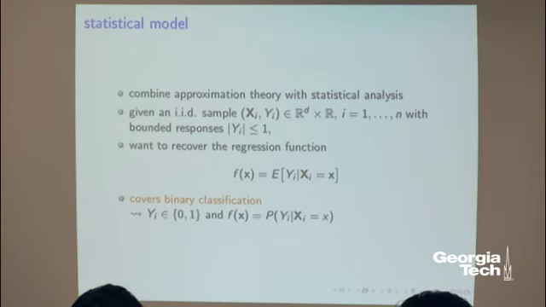And that in particular covers binary classification. So if you have yi to be 0 or 1, then you can see this is the conditional probability here.